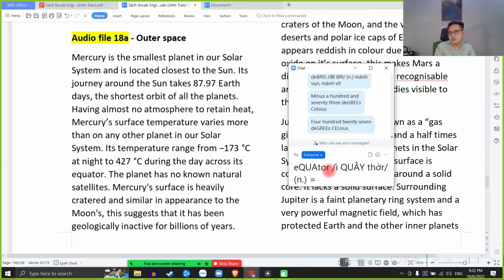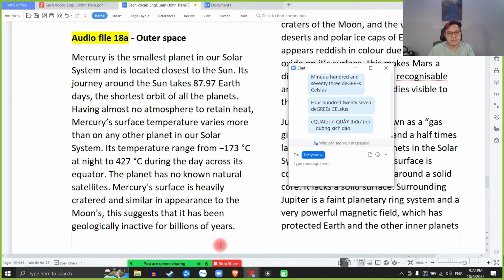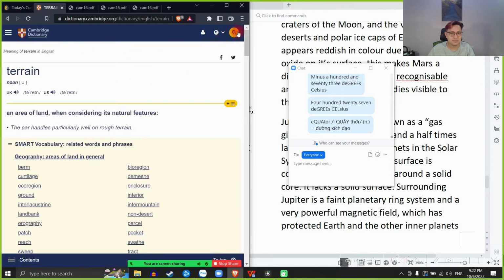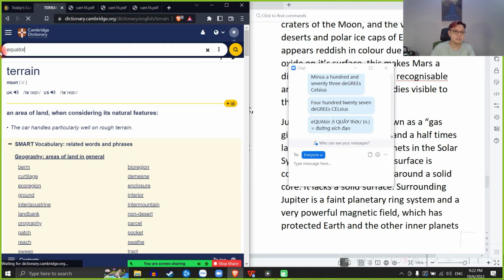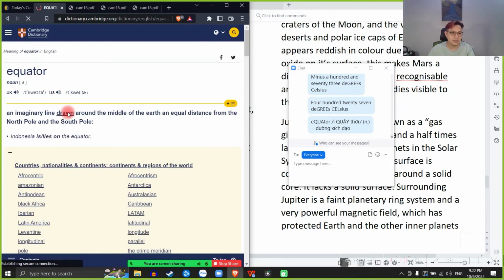Equator, nó là cái xích đạo, đường xích đạo của nó. During the day across its equator. Okay. Equator.